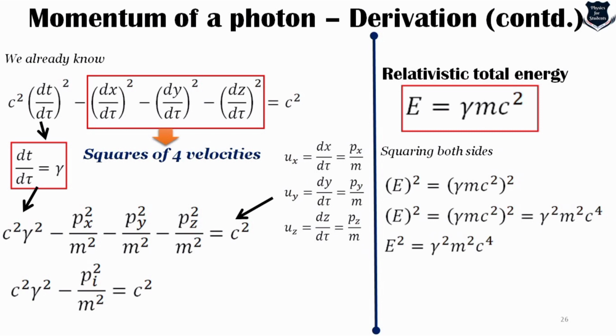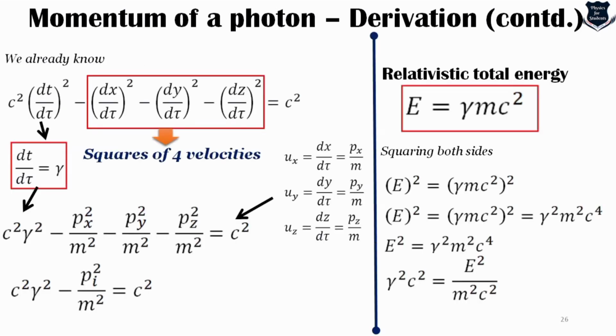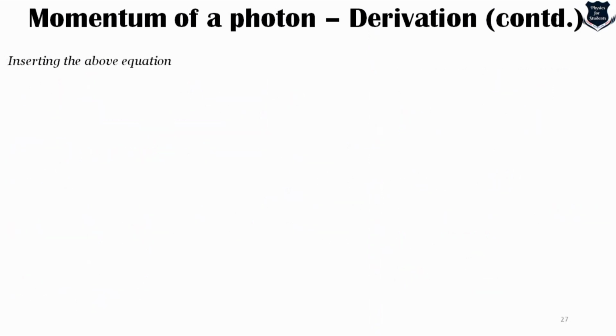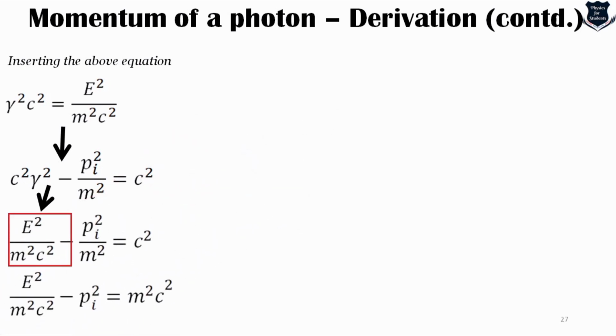Once we square both sides, we get E squared equals this, and then we further get into this. If you want to go back, you can. We are carrying on with this last equation: gamma squared c squared equals E squared upon m squared c squared. Now we insert this equation into this one. So gamma squared c squared is put into c squared gamma squared. Once it is put in, it becomes E squared upon m squared c squared, and it results in this.